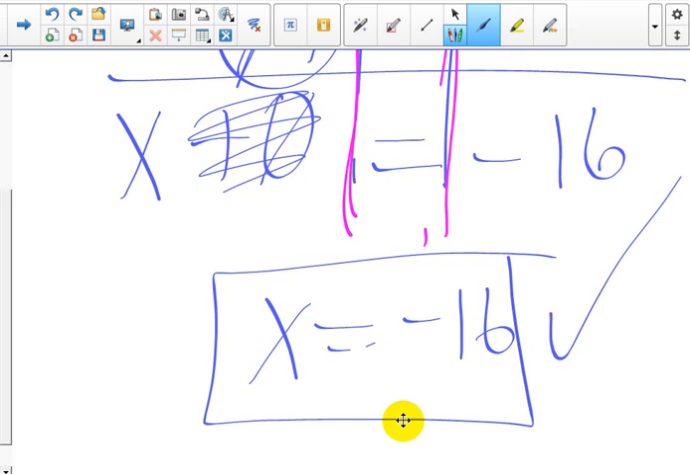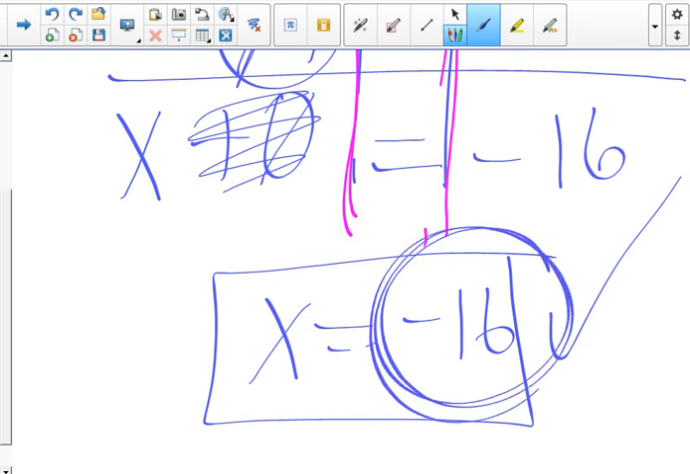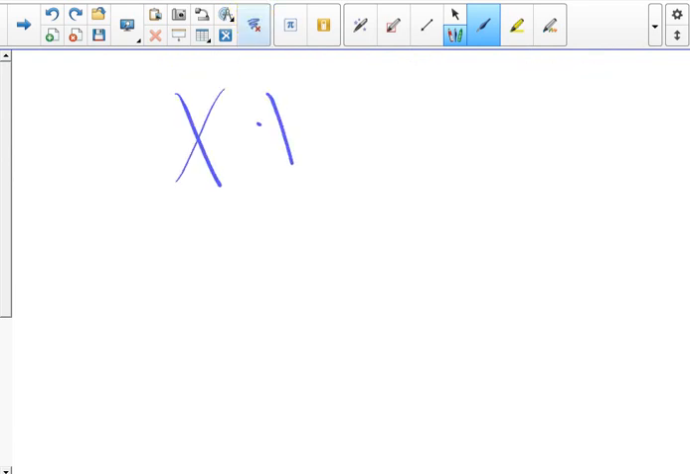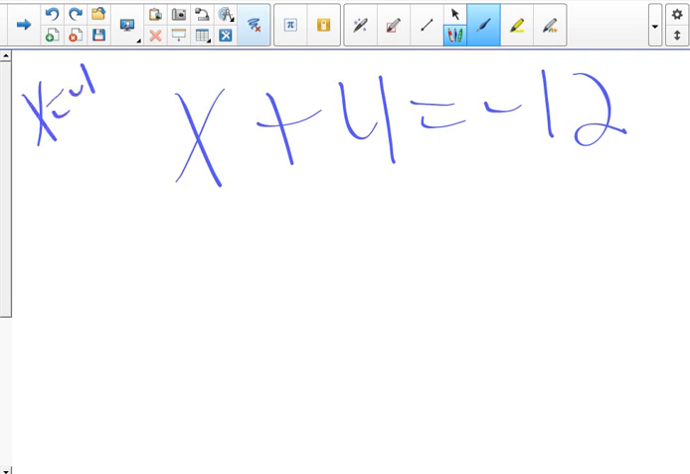So how do you know if you get an answer right? What if you're not sure? Well, go back to the original equation and plug that number in and see if it makes a true statement. So negative 16. Let's go back to x plus 4 equals negative 12. And we said that x was equal to negative 16, correct? So let's plug in negative 16 for x and see if it makes a true statement.